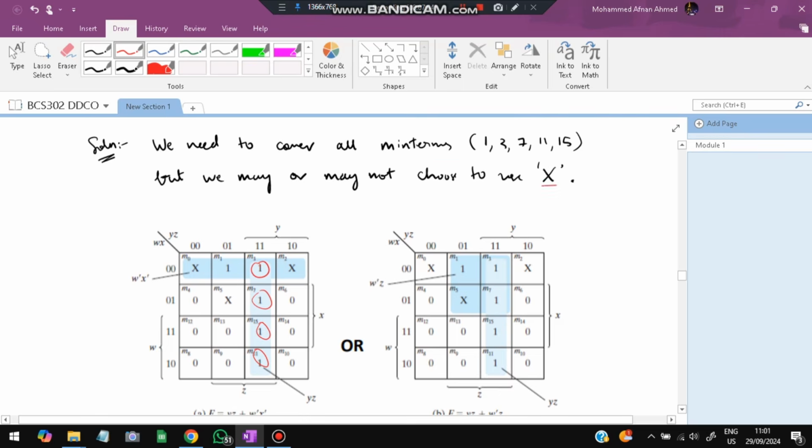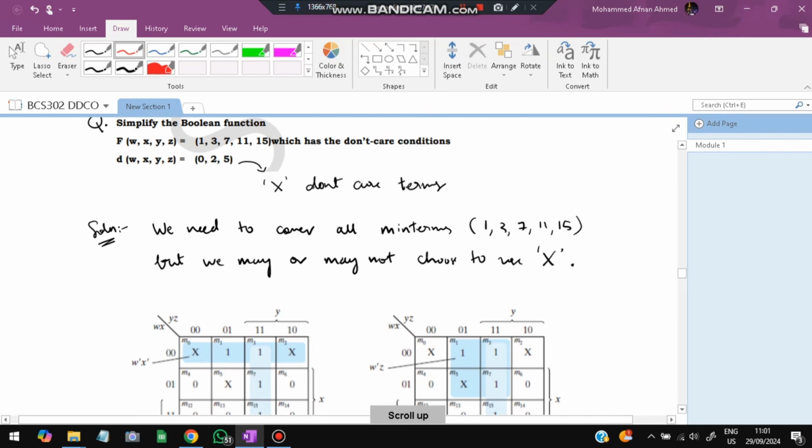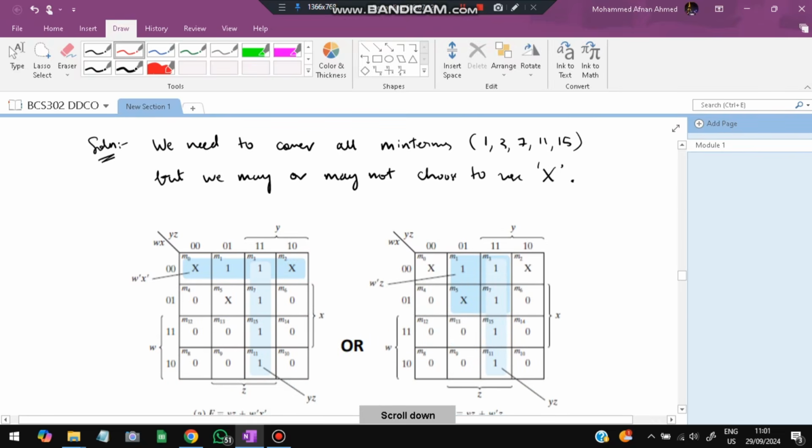After that, we have to mark the x values. X values are given by d. So 0, 2, and 5 cells are marked by x. So this is 0, this is 2, and this is 5. Both these are marked as x. Now it's upon us, we can consider x as 1 or x as 0. Based on that, if you are considering it as 1 and getting a more simplified equation, we'll be considering it as 1. If you are able to get a more simplified equation by considering x equal to 0, we will be doing that. Or if we choose not to use both of these, that's also fine, if you are getting a more simplified one by not choosing them.